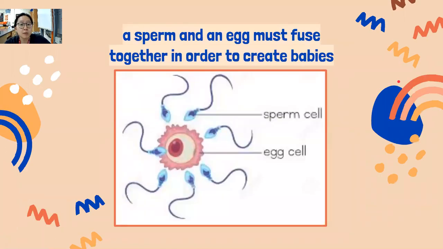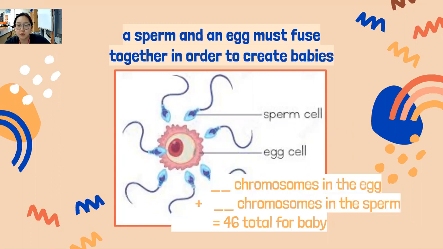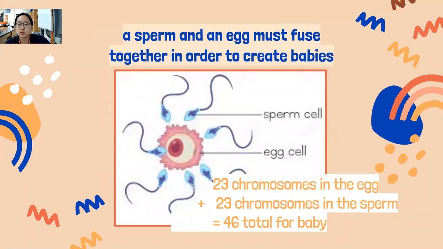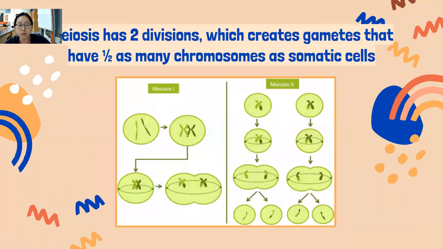But sperm and egg must fuse together to create one human cell that is the first cell of a baby. So their number is going to be different, right? They have to have a certain number of chromosomes in the egg, a certain number of chromosomes in the sperm, so that when they add together, they make 46 for the baby. And that's 23 and 23. So how do we even get to those numbers from the 46?